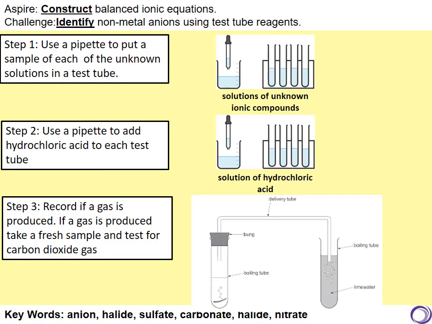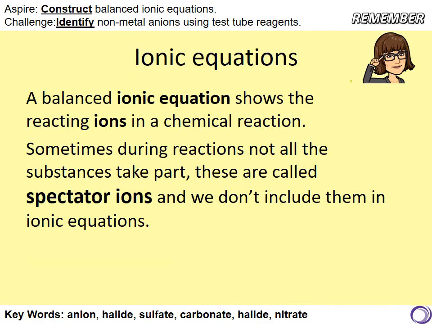That finishes a recap of the tests then. So let's move on to our Aspire, which is constructing ionic equations. Now, a balanced ionic equation shows the ions in the chemical reaction. Sometimes there will be ions in the reaction that do not take part, and we call those spectator ions. And because they don't take part in the reaction, we do not include them in ionic equations.